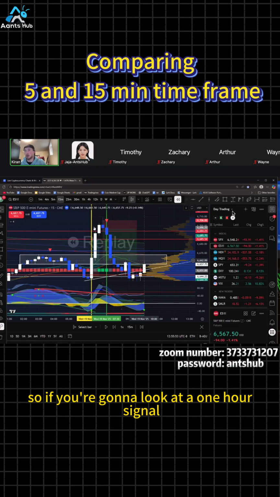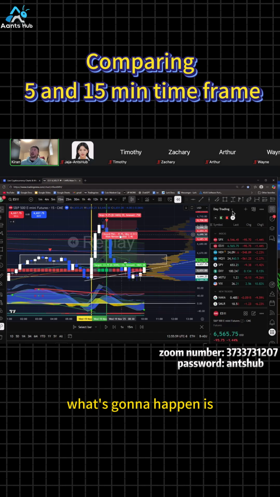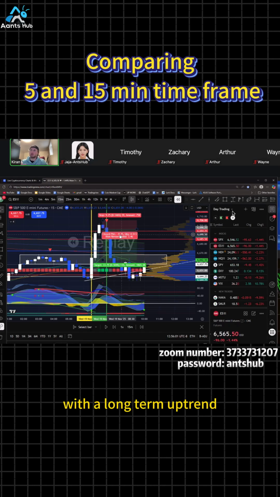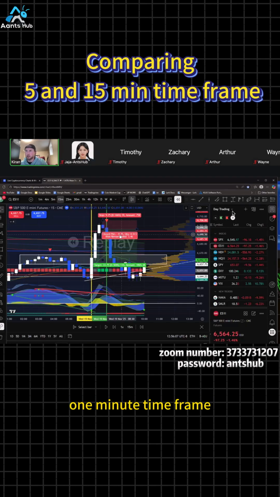So if you're going to look at a 1 hour signal and it's telling you it's going to go up, and your 1 minute is telling you the price is going to go down, what's going to happen is you're going to have a short-term retrace with a long-term uptrend, because your 1 hour is looking at a much wider scope than your 1 minute time frame. So how do you do this?